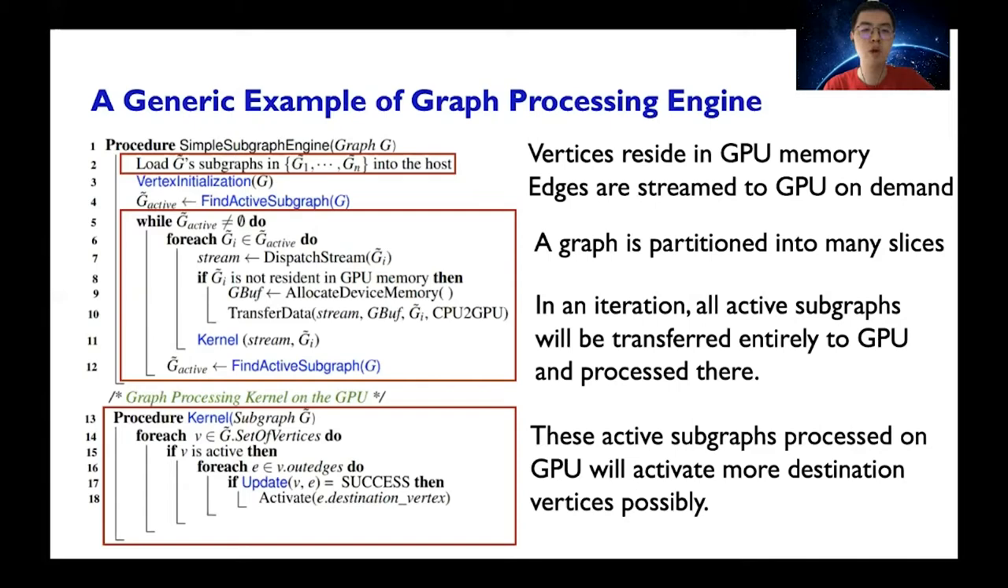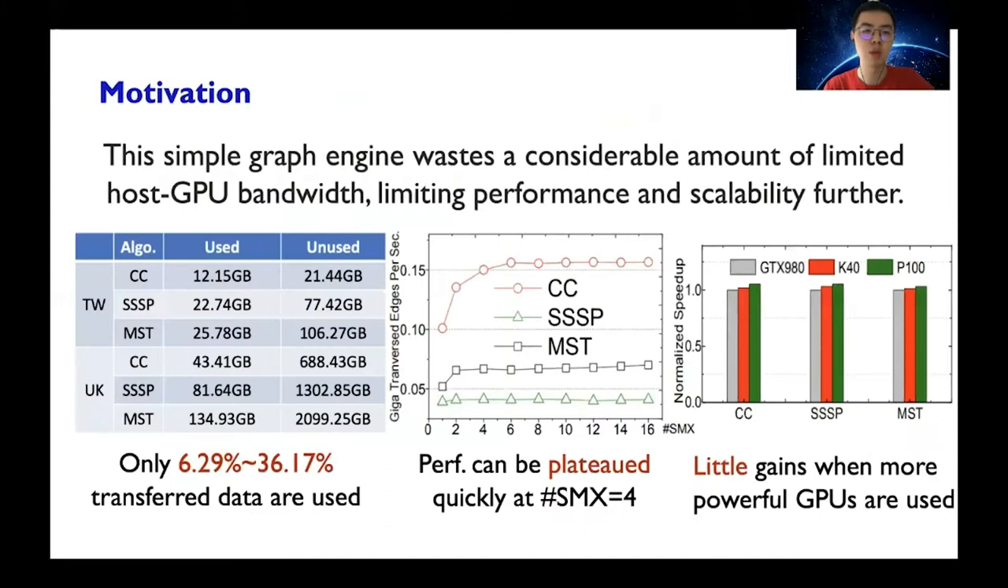This simple graph processing engine doesn't effectively utilize the limited host-GPU bandwidth, since many vertices in an active subgraph are not active. Simply transferring an entire subgraph to GPU but consuming only a fraction of its data will waste a considerable amount of host-GPU bandwidth. As a result, all the required data cannot arrive at GPU promptly, limiting the performance that can potentially be achieved on GPU. Let us examine a study for three graph algorithms. We see that the ratios of the unused data over the used data in subgraphs transferred to GPU range from only 6% to 36%. This indicates that host-GPU bandwidth in Graphie is utilized rather ineffectively.